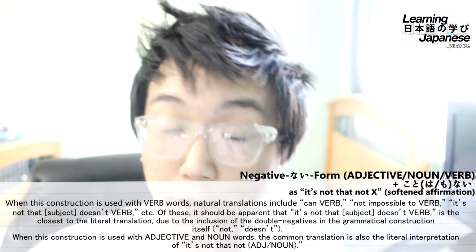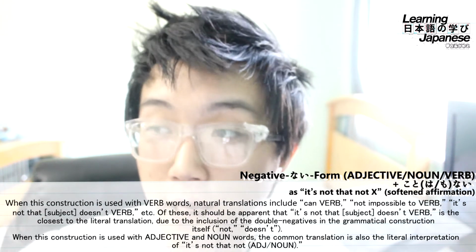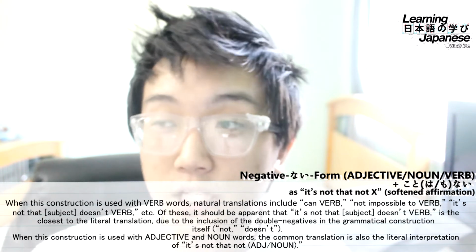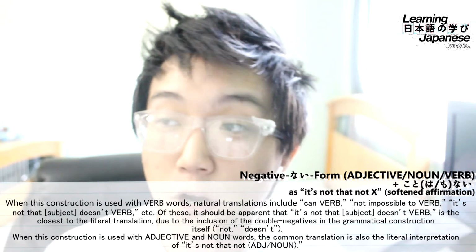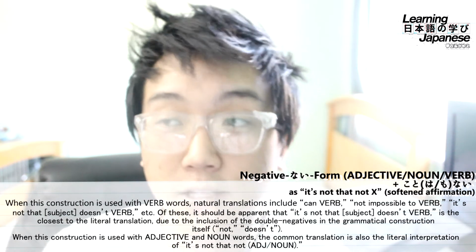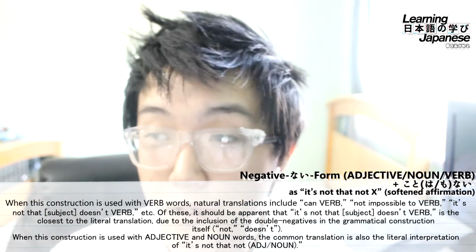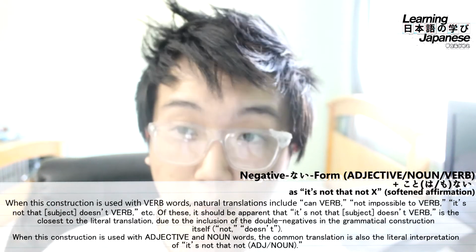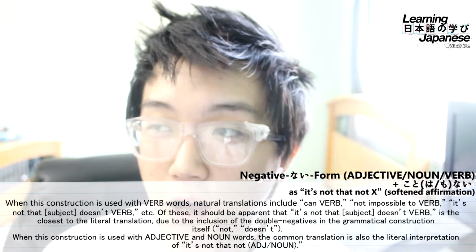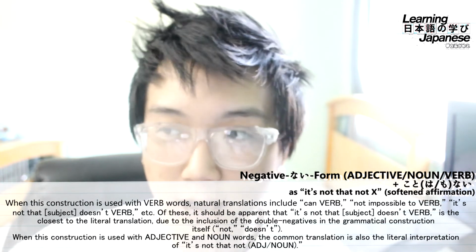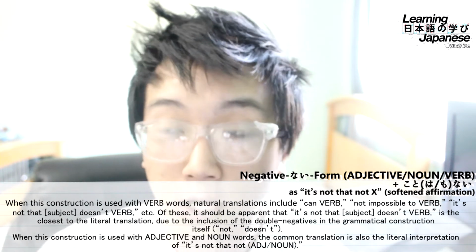So depending on the word that we use this grammar pattern with, a verb, an adjective, or a noun, the actual translation can differ. For example, if we use it with a verb, we can translate it to something along the lines of I can eat vegetables, which is pretty different from it's not that I don't eat vegetables. But when we use this grammar pattern with, say, an adjective or a noun, we're probably not going to say can noun or can adjective. It's going to be a different natural translation.